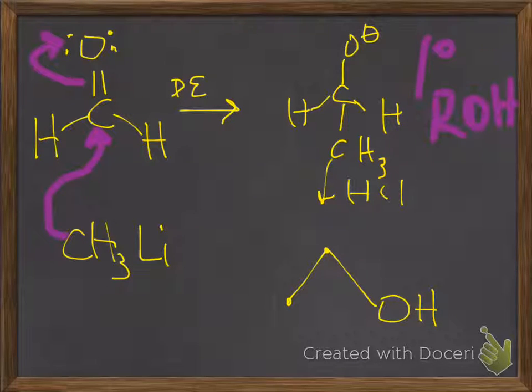So if you're wanting to make a primary alcohol, the ketone or aldehyde that you have to start off with is formaldehyde. If you have anything else, it won't make a primary alcohol. Let's do another example. Wait, so it can be another type of ketone? Not if your final product is wanting to be a primary alcohol, because let's see what happens here.